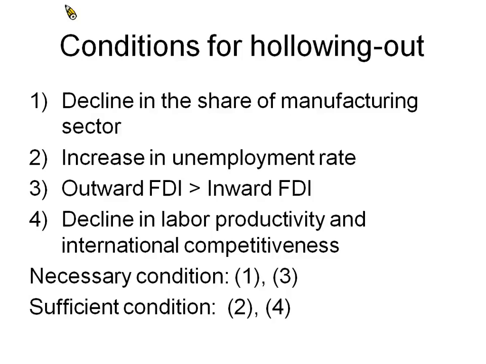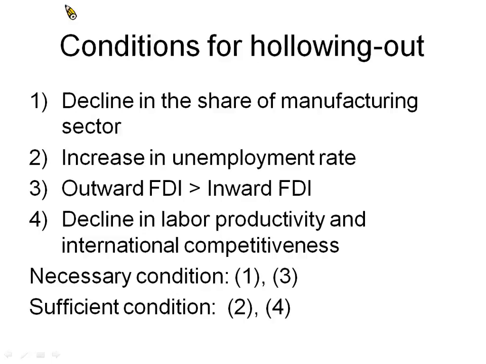Industrialization and hollowing out. The conditions for hollowing out: usually you can see the decline in the share of the manufacturing sector. That's the first condition, but not enough to explain. A decline in the share of the manufacturing sector can be only a deindustrialization process, not the hollowing out, right? Deindustrialization is this one, okay? And the second condition is increasing unemployment rate. If you have a declining share of manufacturing and also an increasing unemployment rate, that's the second condition. And third, you have more outward foreign investment than inward foreign investment. You flow out more investment than flow in. That's the third condition. And the fourth condition, the decline in labor productivity and international competitiveness in that particular sector.